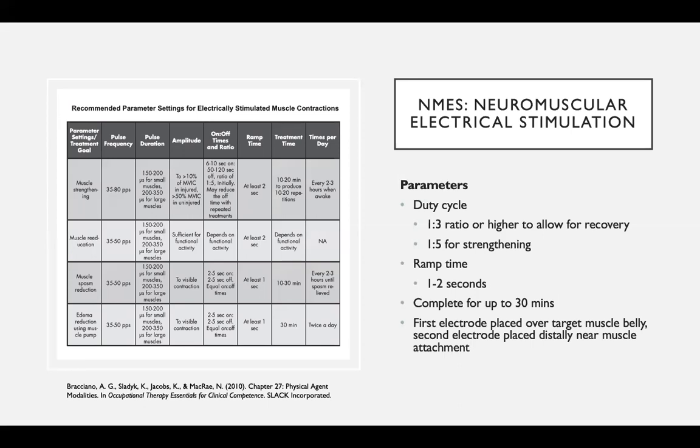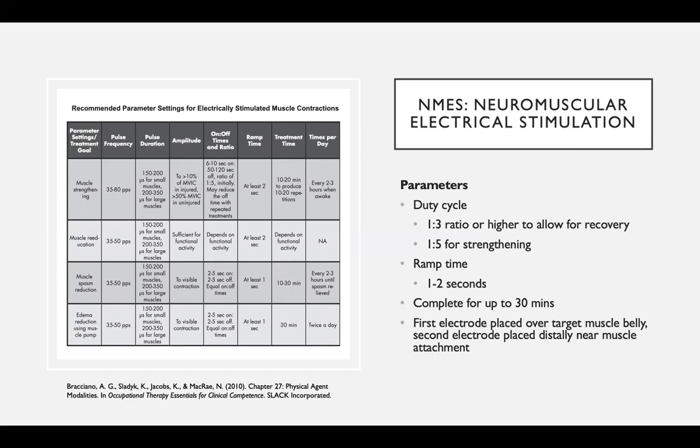Other parameters include the duty cycle. A 1 to 3 ratio or higher allows for recovery, and a 1 to 5 ratio for strengthening. And the ramp time, which is the amount of time it takes for the muscle to meet full contraction, is 1 to 2 seconds. You can complete neuromuscular electrical stimulation for up to 30 minutes if time allows.